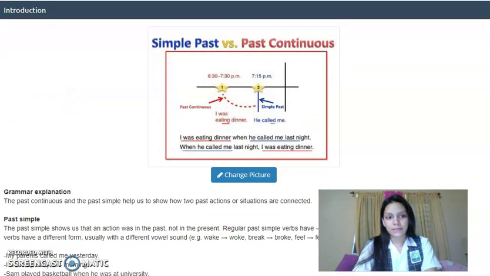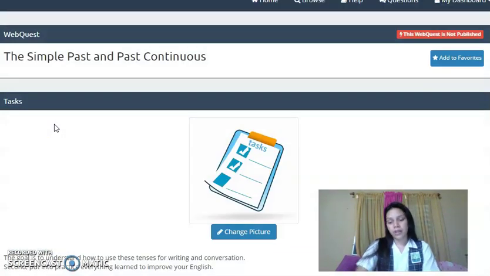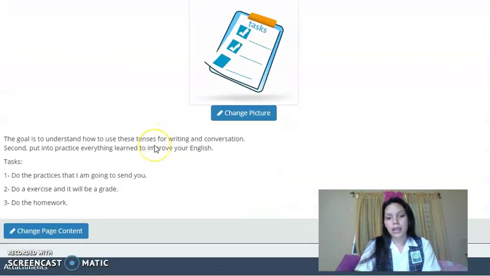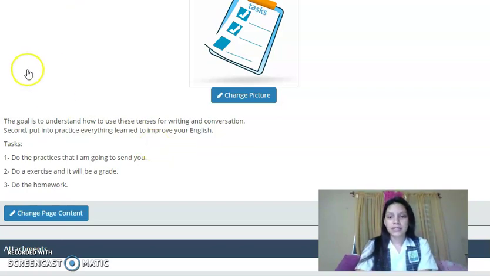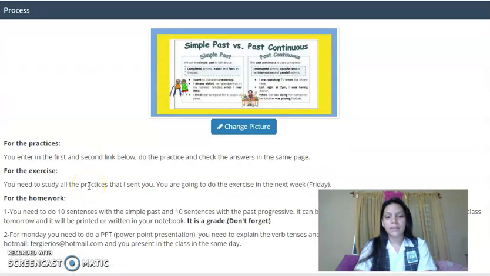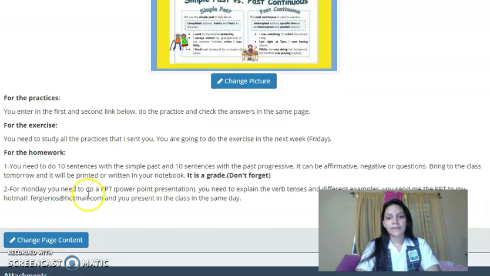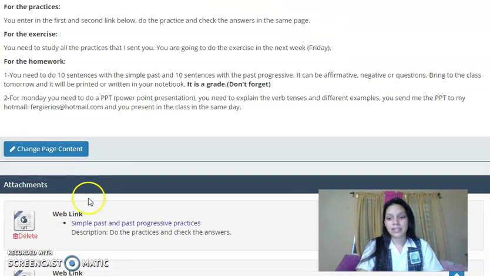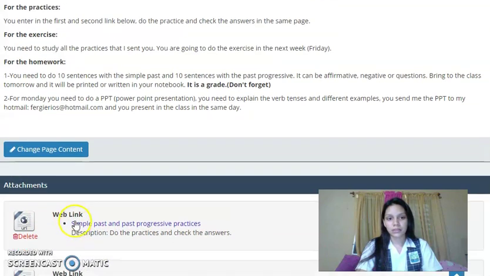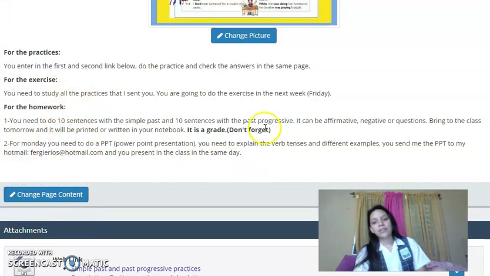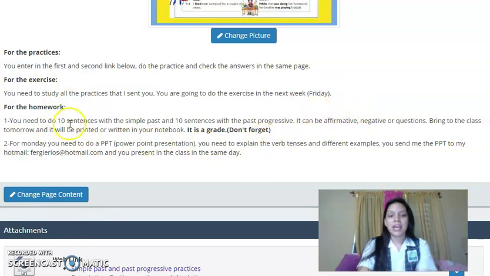Okay, with that, we are going to do two homeworks. We have one exercise and I send you a different practice from your exercise. For these tasks, I send you a link and you are going to check the answers on the same page of the two links, one and two. The exercise is going to be next week on Friday, and you are going to study the practice that I send you.